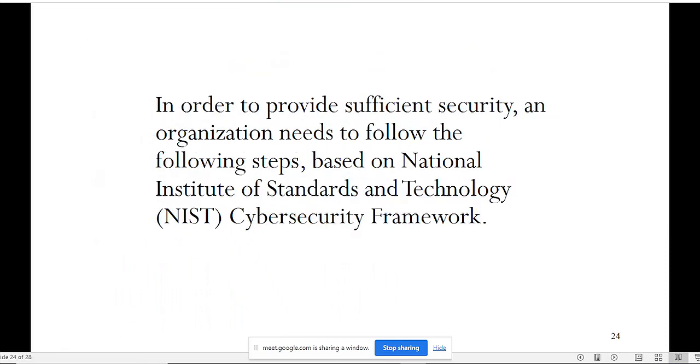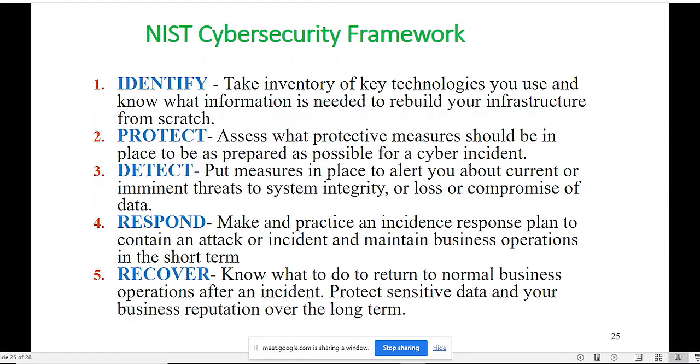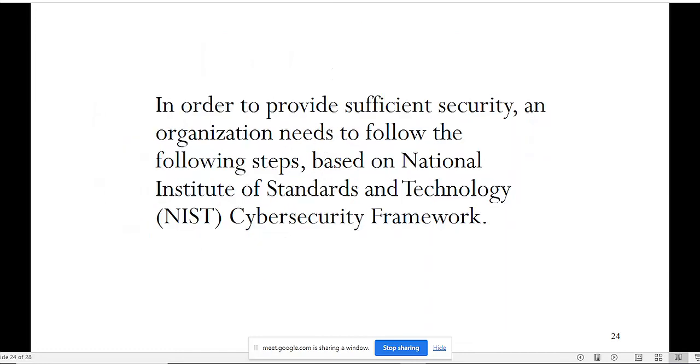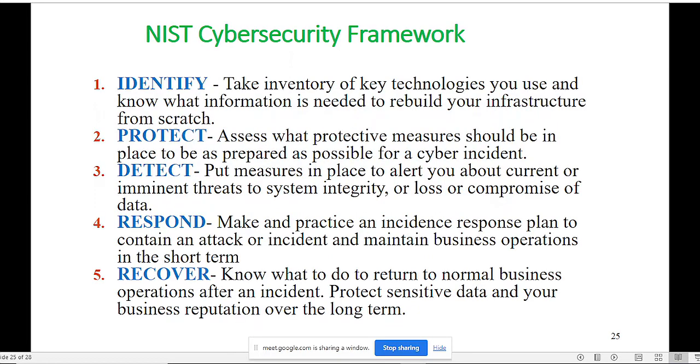I've done some research and I've realized that to help implement a good network policy, you need to follow the National Institute of Standards and Technology cyber security framework, right? It is actually going to help you understand how you can go about implementing a proper network security policy. And this is the framework from NIST, National Institute of Standards and Technology.